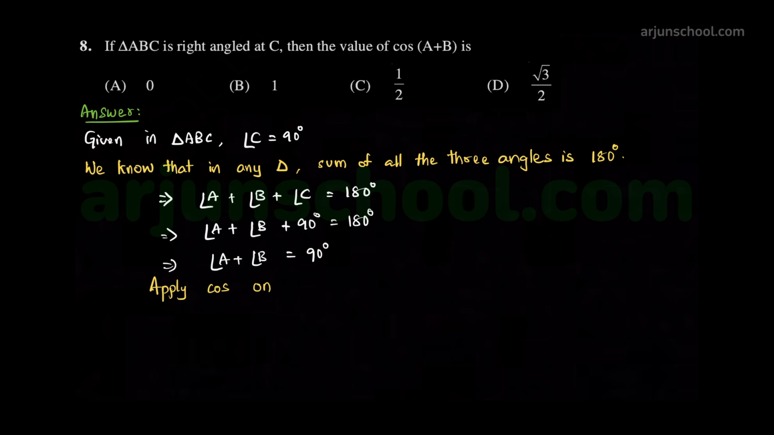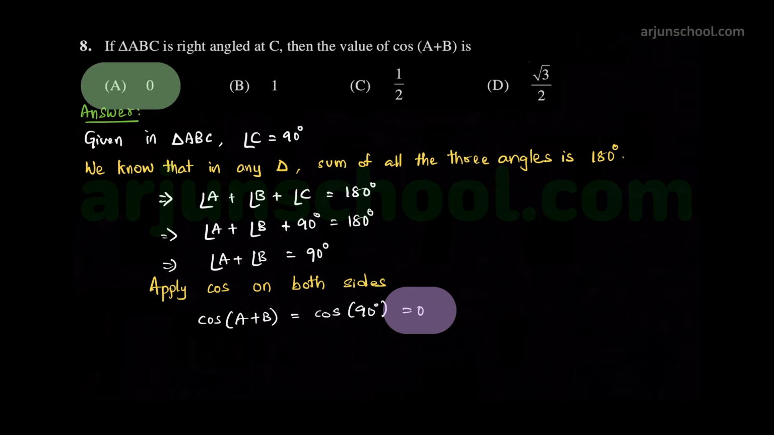Now let us apply the cos function on both sides. Cos of A plus B is equal to cos of 90 degrees. From standard trigonometric values, cos of 90 degrees is 0. From the given options, 0 is option A. Therefore, if triangle ABC is right angled at C, then the value of cos of A plus B is option A, 0.